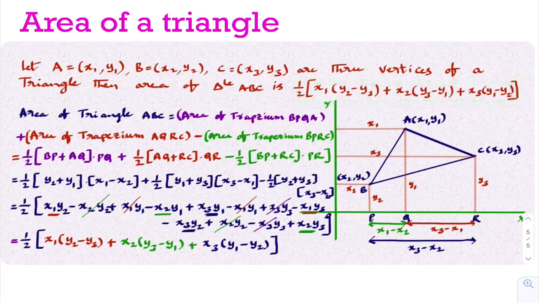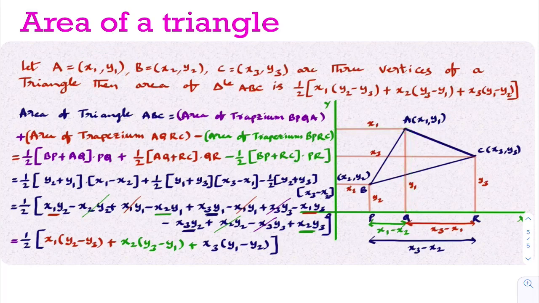Now, first, what I am considering: I take A as x1, y1, the second point B as x2, y2, and the third point C as x3, y3. I considered 3 points in a plane. This is A, this is B, this is C. As I take A as x1, y1, in the definition of the coordinate system, we learned that this length will be x1 and this length will be y1.